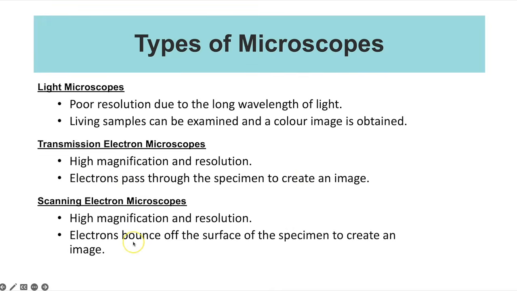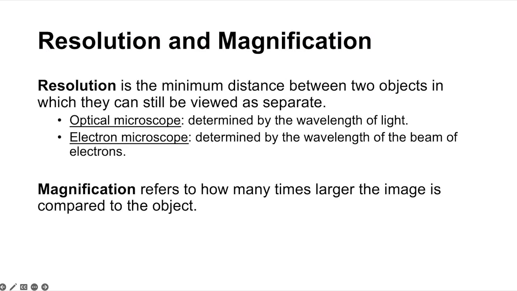Scanning electron microscopes also have a higher magnification and resolution because they are creating these images with electrons which have a shorter wavelength compared to visible light. But this time you get a 3D image which shows you the contours on the outside. That's because the electrons will bounce off the surface, and the way that they are reflected is what creates that 3D image.